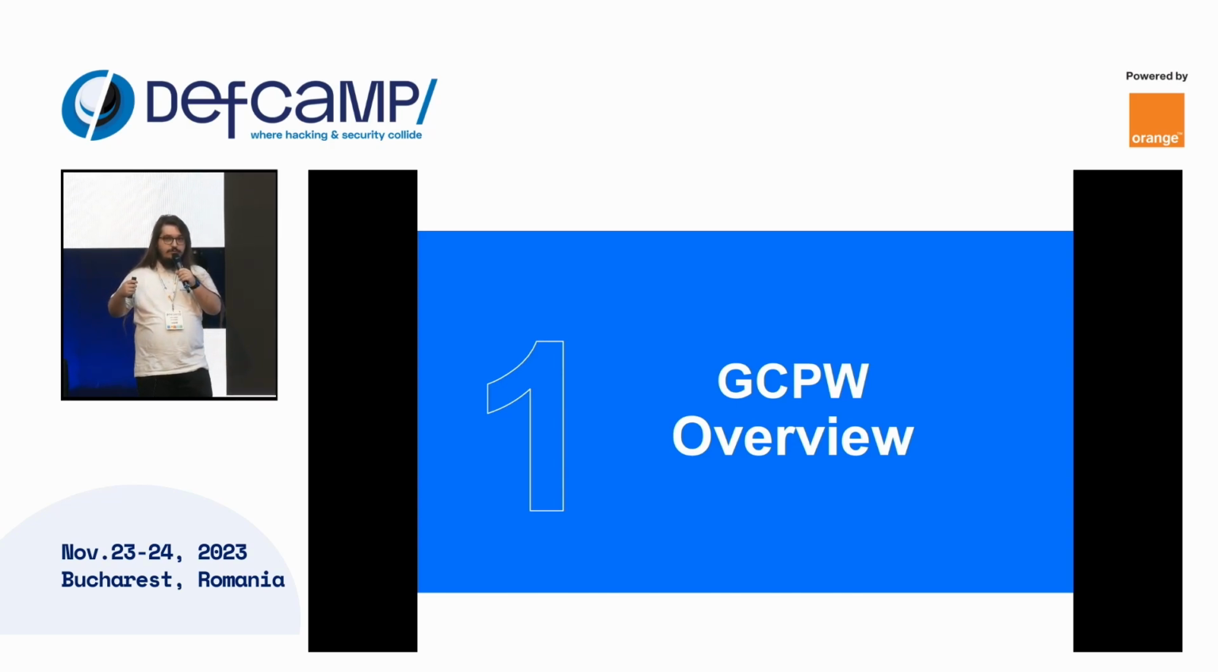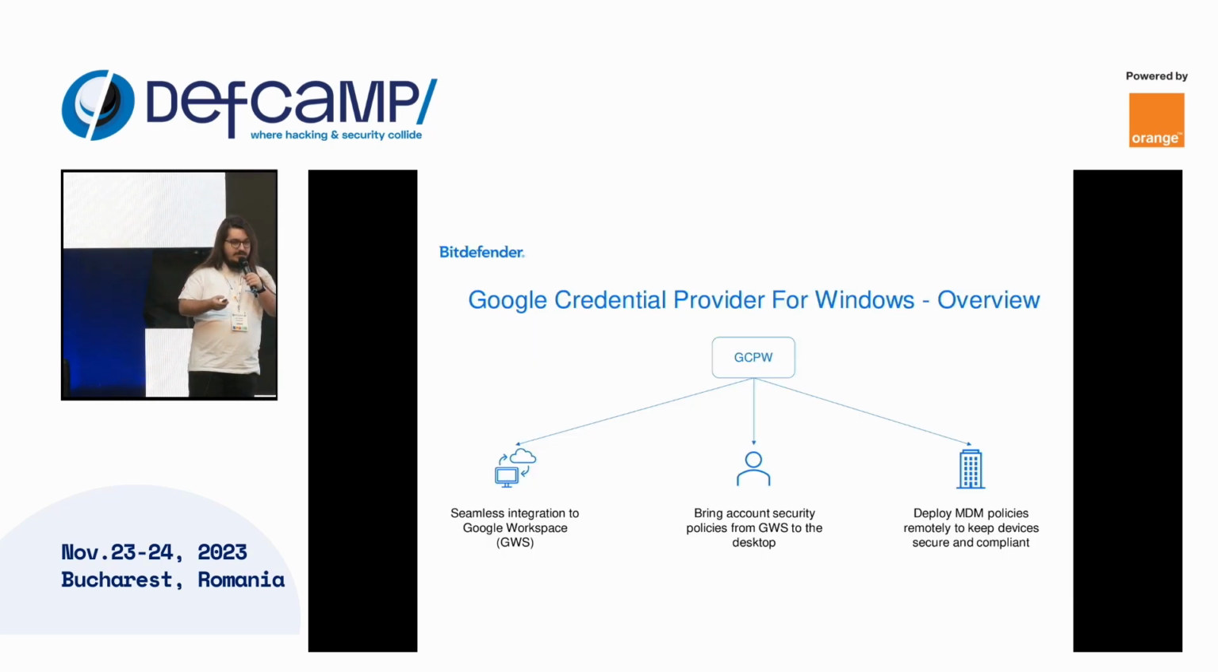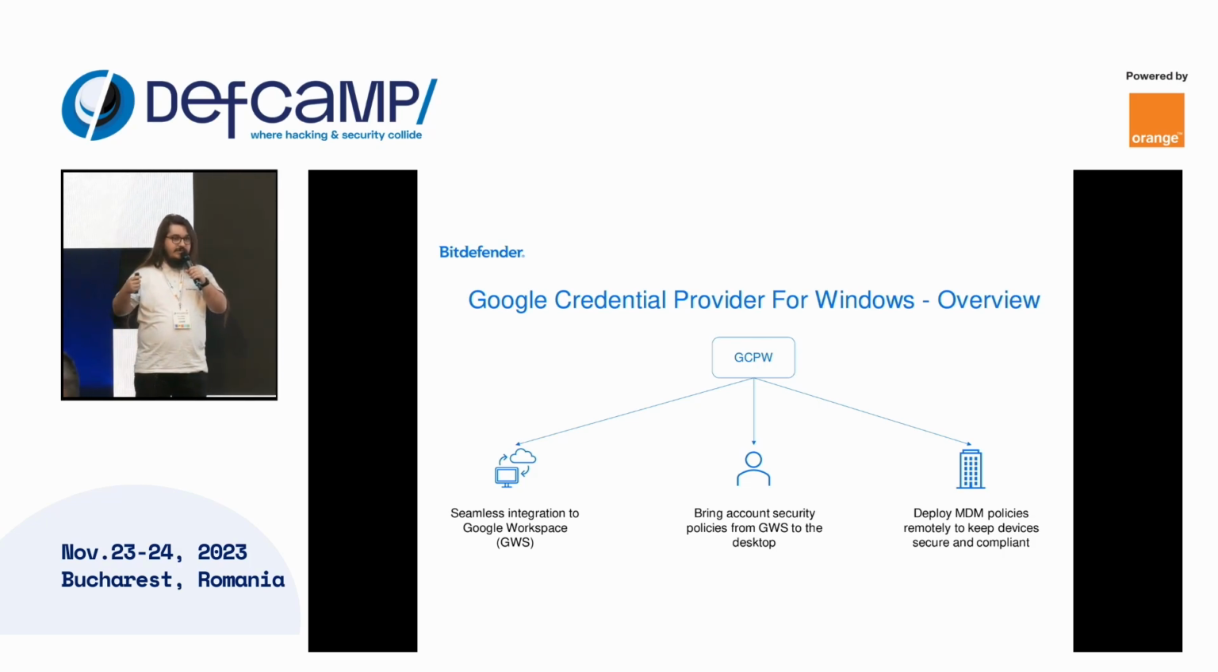All right. So as a quick overview, what GCPW does is that it allows a company's employees to log in locally to their Windows machines using their Google Workspace accounts. And this essentially has some benefits. Mainly the fact that any security settings regarding Google Workspace authentication, such as password complexity or multi-factor authentication, can also be brought to Windows logon. Also, GCPW allows companies to deploy mobile device management policies on their employees' computers to edit different types of settings, install programs, etc.